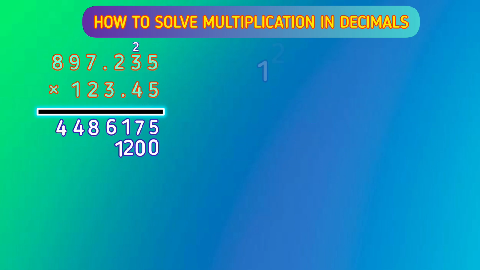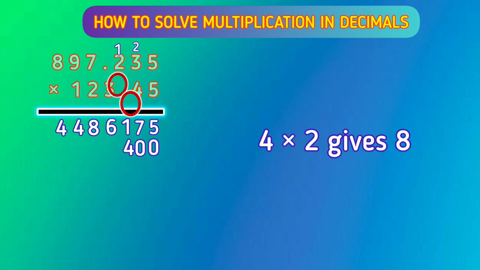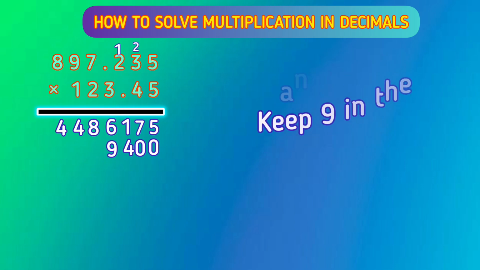4 into 3 gives 12. 12 plus 2 gives 14. Keep 4 in the answer and 1 on top of 2. 4 into 2 gives 8. 8 plus 1 gives 9. Keep 9 in the answer.